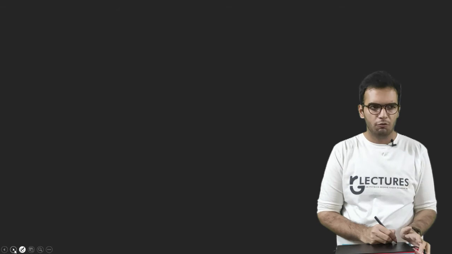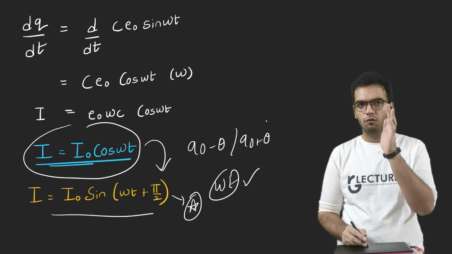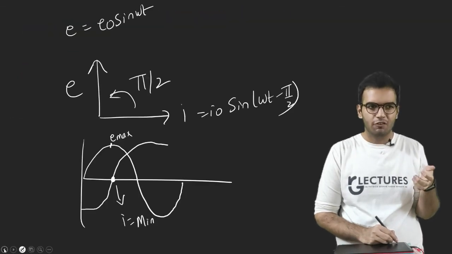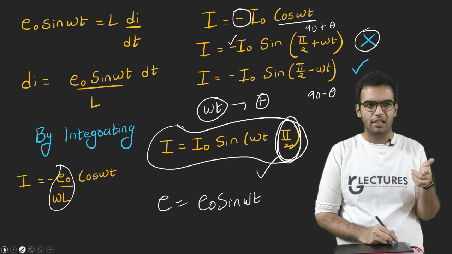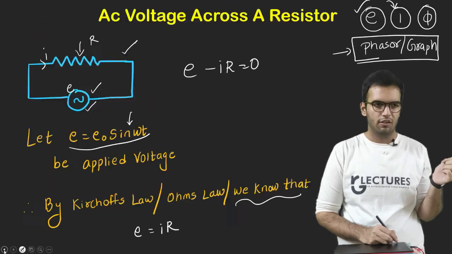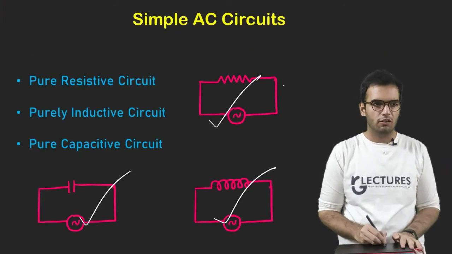So here I must end this video. I hope you understood the concept. In a capacitor, voltage lags. In an inductor, voltage leads, right? Voltage leads by 90 degrees, and in a resistor, both are in the same phase. This is actually a part of class 12, but in BSc you may require this as a basic. Okay, so we have completed all the 3 circuits.